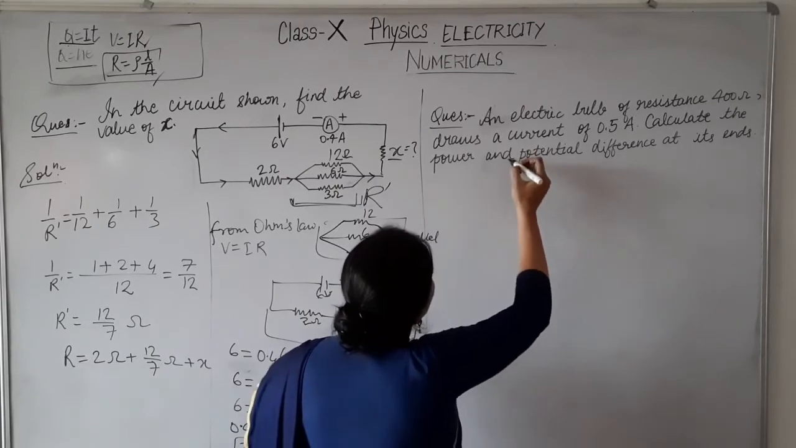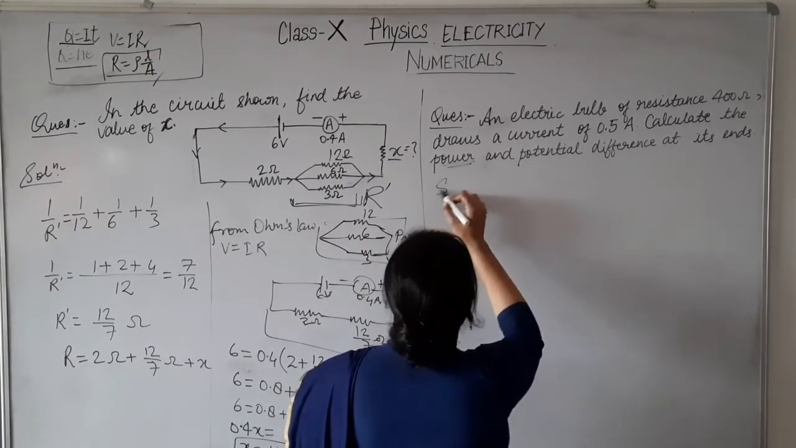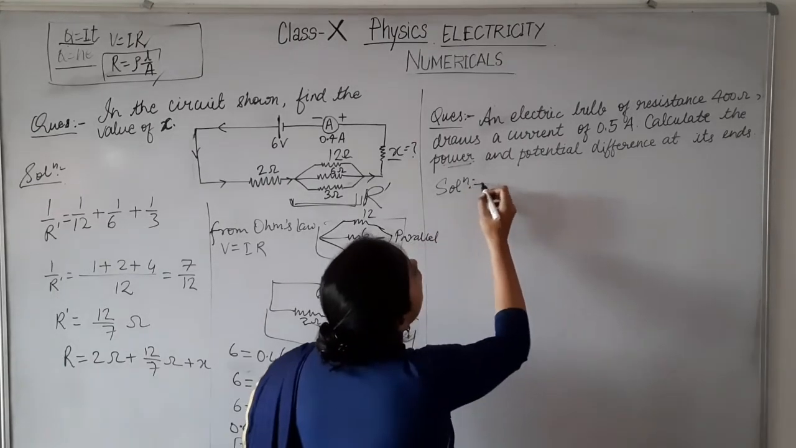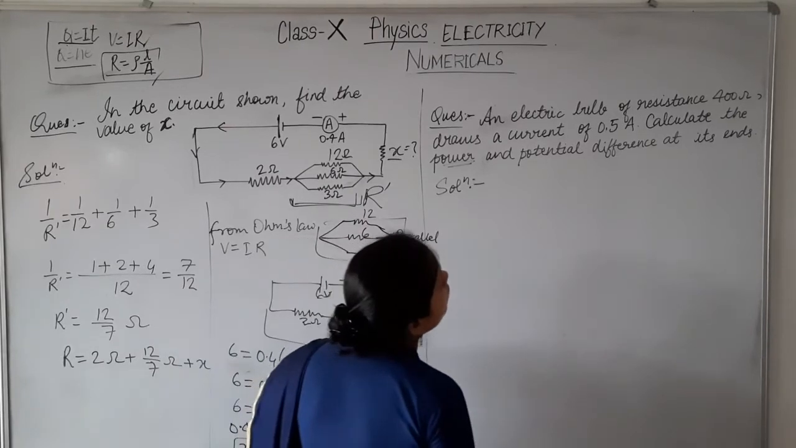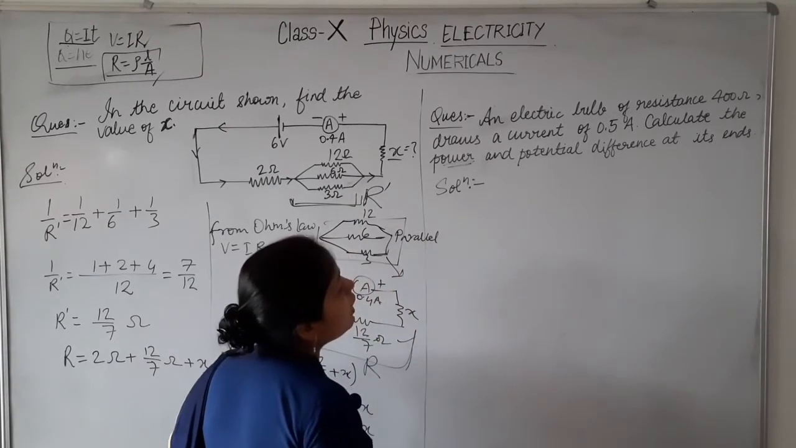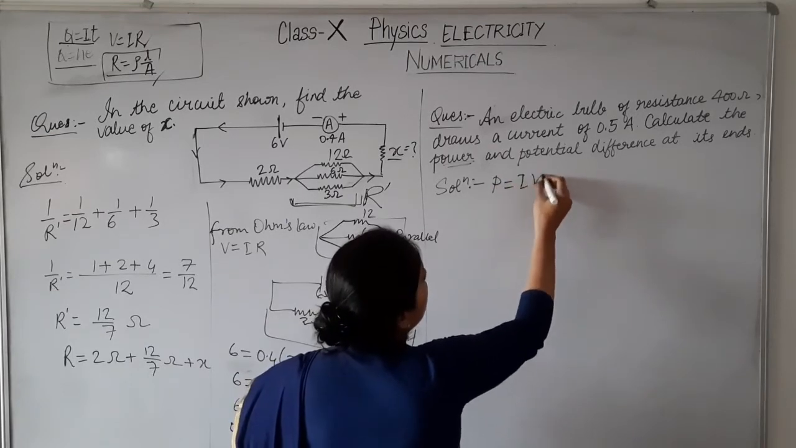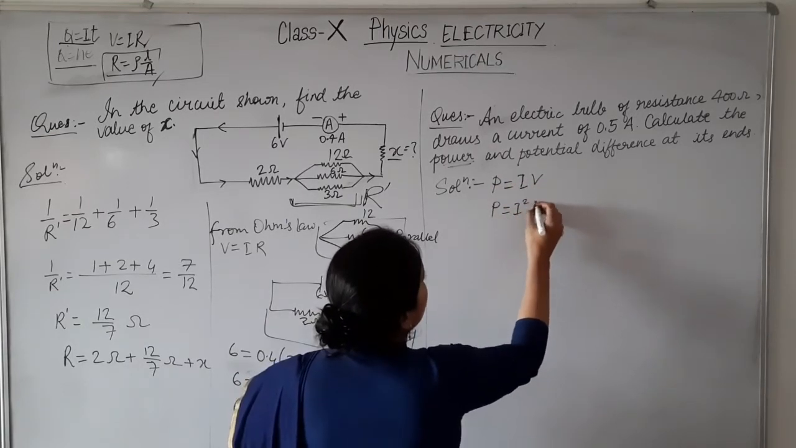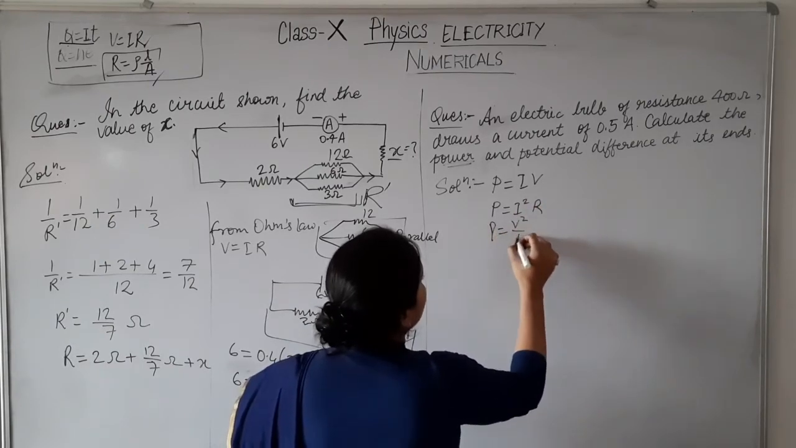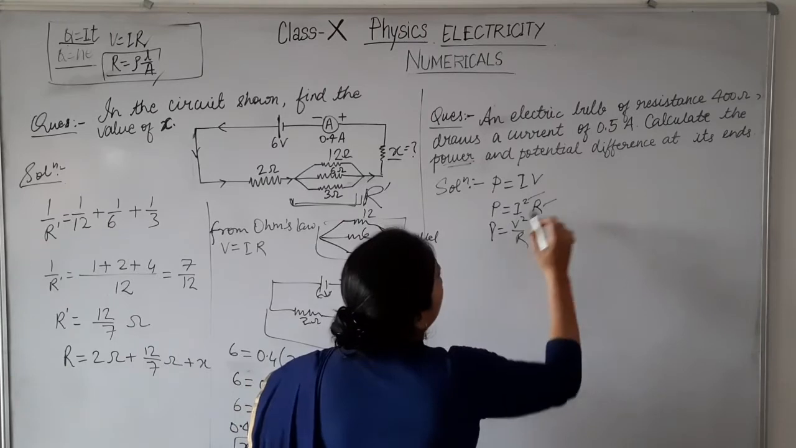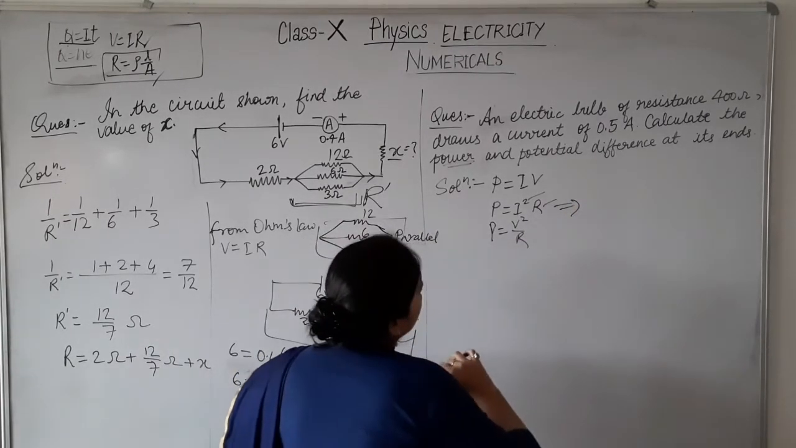It is related to power. We have to find out how we will do it. An electric bulb of resistance 4 ohm draws a current of 0.5 ampere. Calculate the power and potential difference. We know that we have three relations: P is equal to IV, P is equal to I square R, and P is equal to V square by R. Since here I and R both values are given, using this relation we can easily find it.